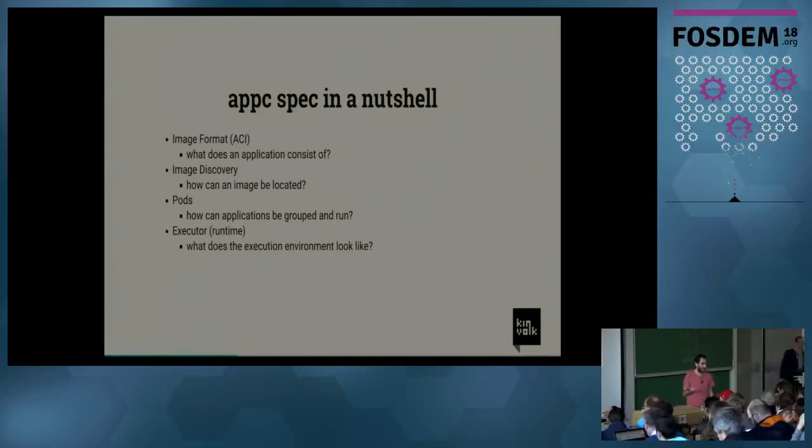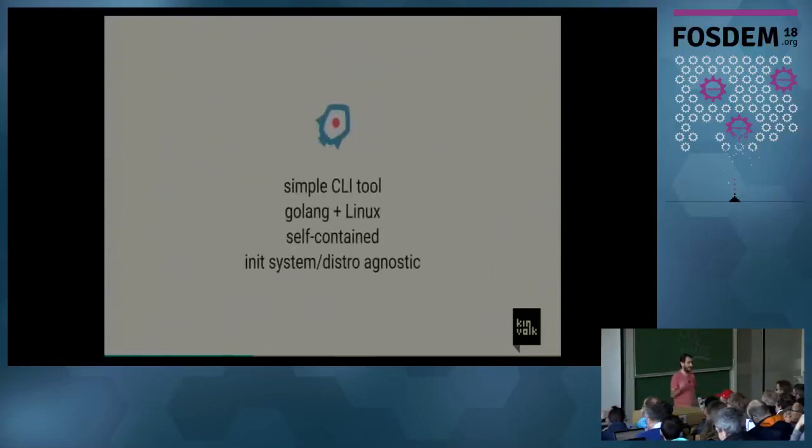And then it defines the concept of pods. So in Rocket, containers can be grouped where it makes sense. If a container needs access to some other container, it makes sense that they live together. So pods define that concept. It's very similar to Kubernetes pods. And then the executor, this is just what the application should expect when it's running, so the environment it runs in.